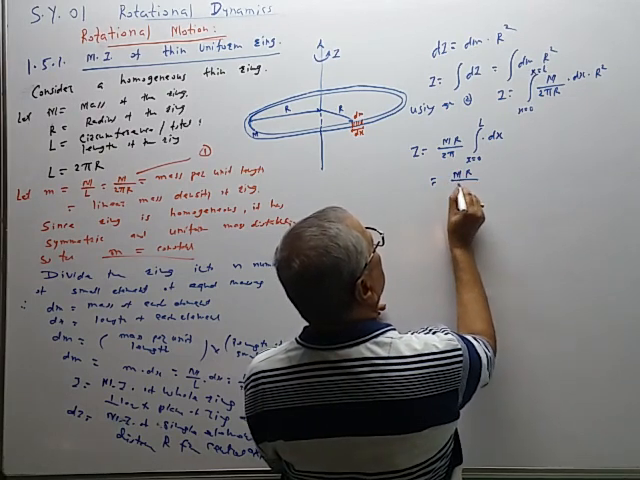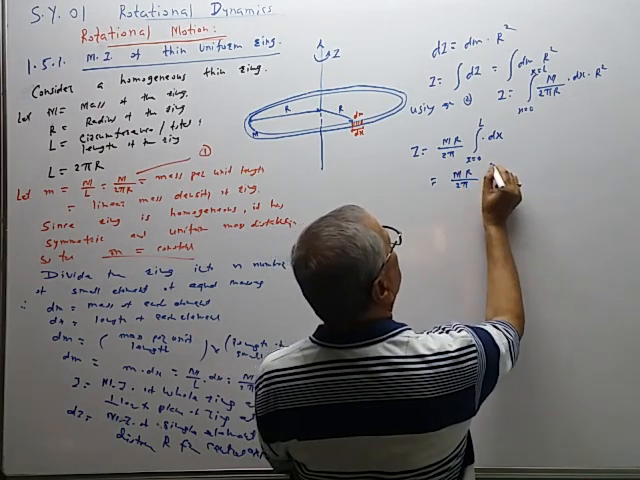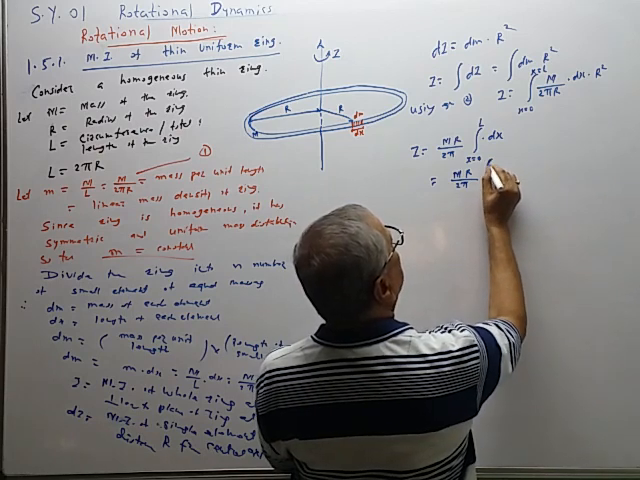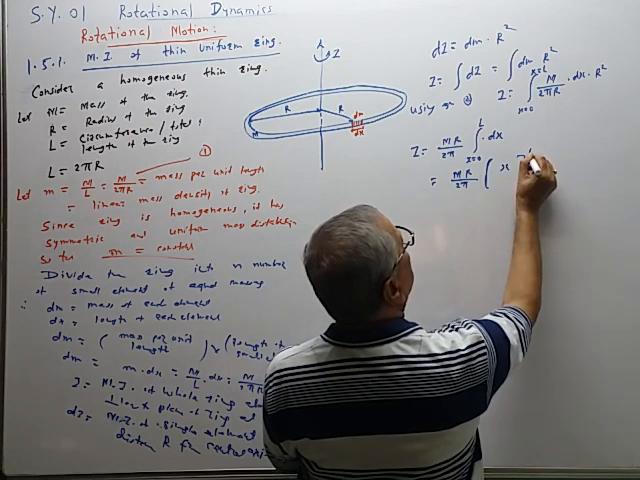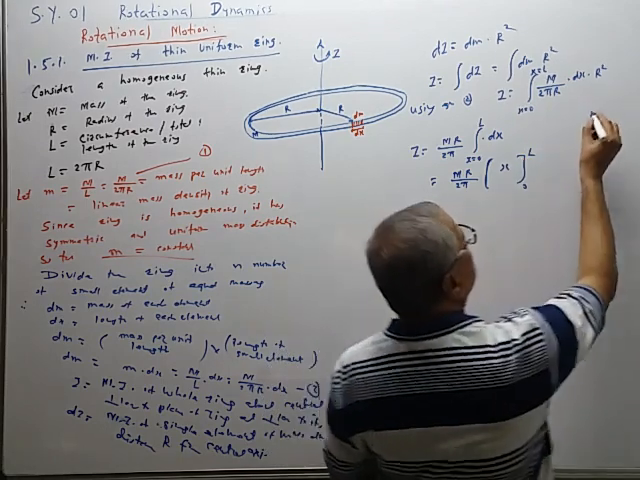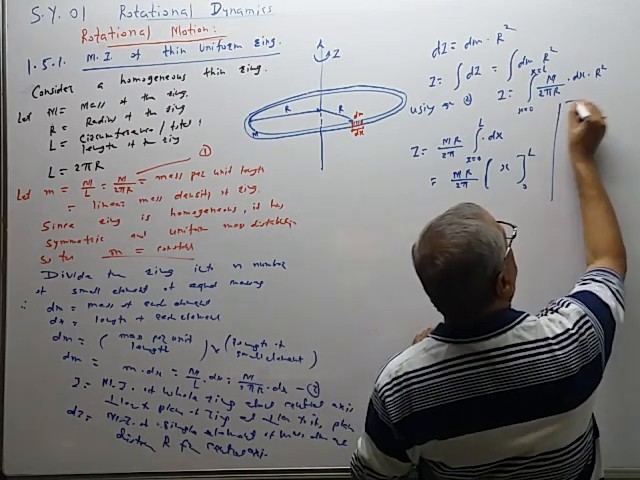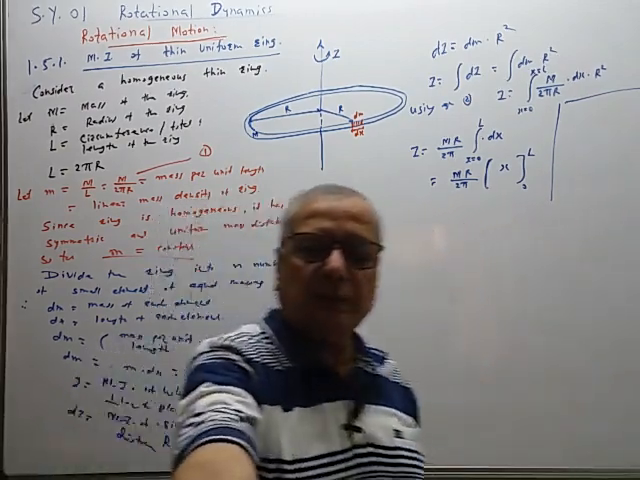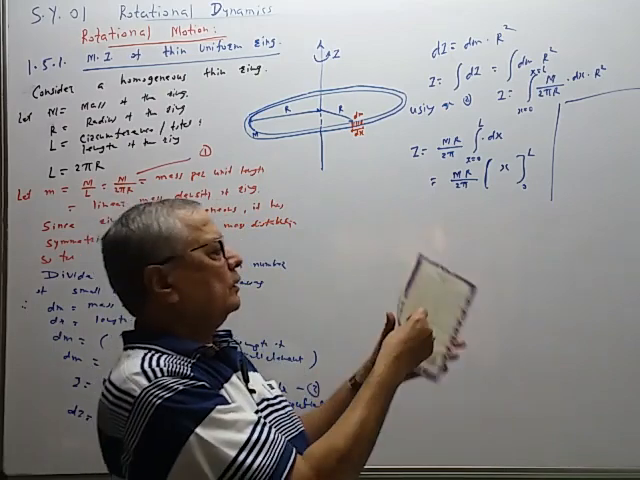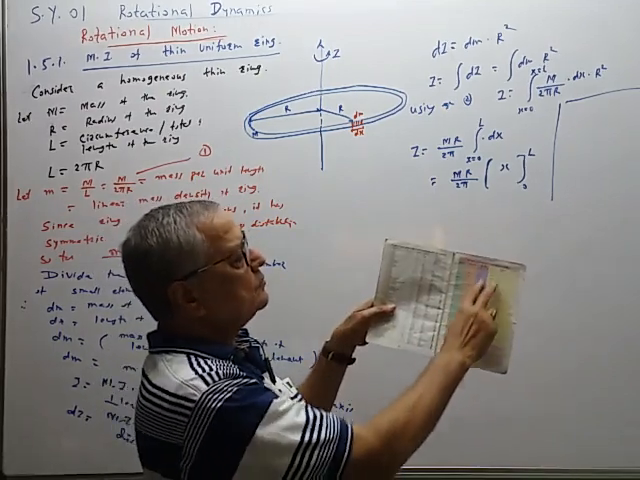m into r upon 2 pi. Integration of dx is equal to x, lower limit 0, upper limit L. Remember this value of integration. In the log table, on the last page, the integration formulae are given.